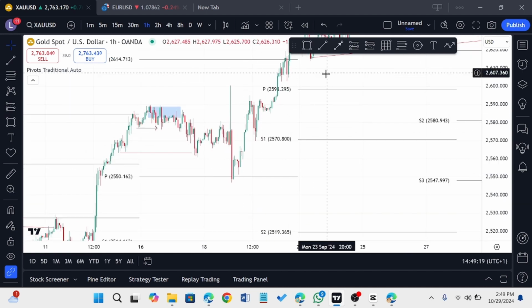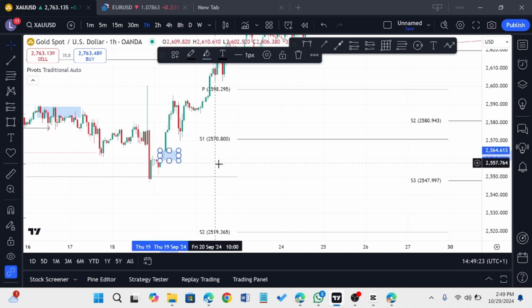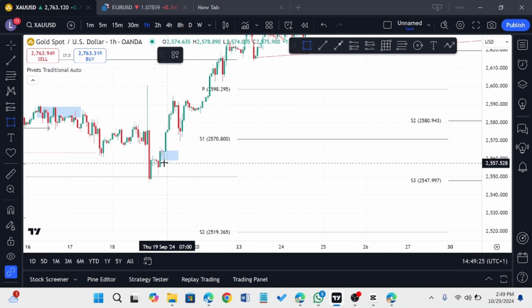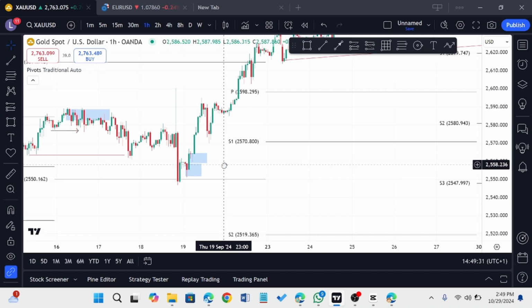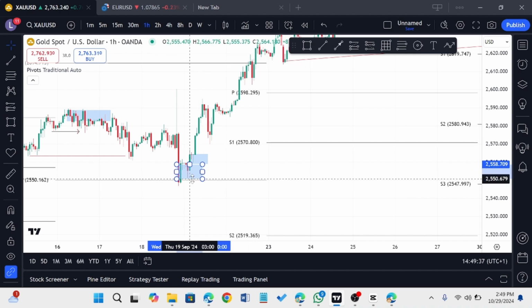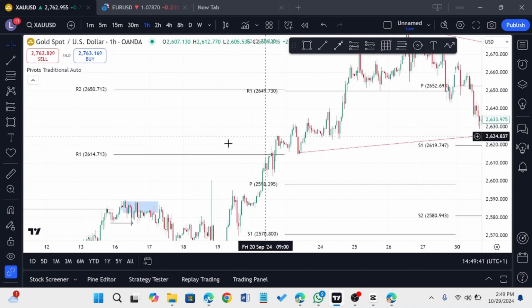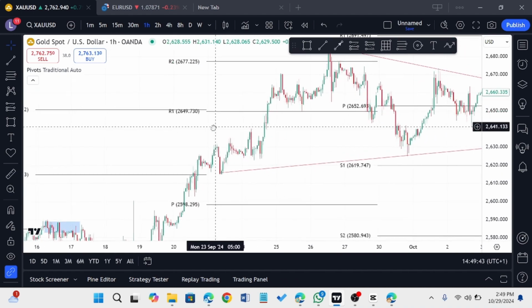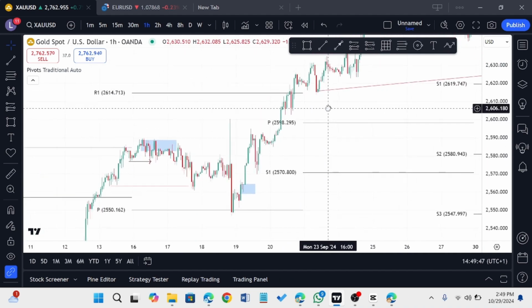Have this doji right here. You have this reaction here. This is a potential reversal reaction. That's a hammer candlestick pattern, and you can see price reacting off that and continuing the bullish trend. So that is for the bounce strategy.